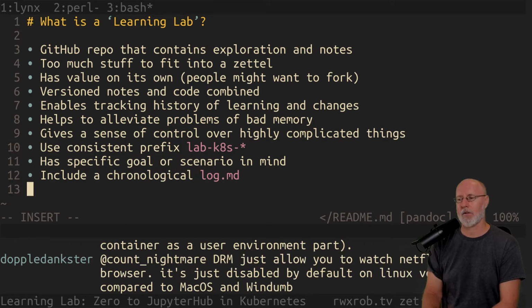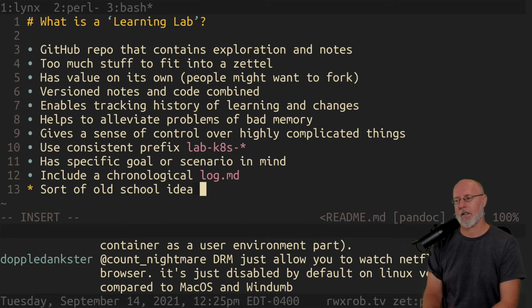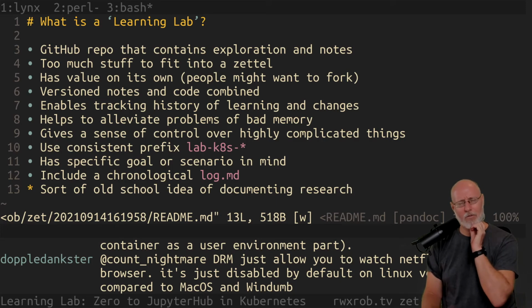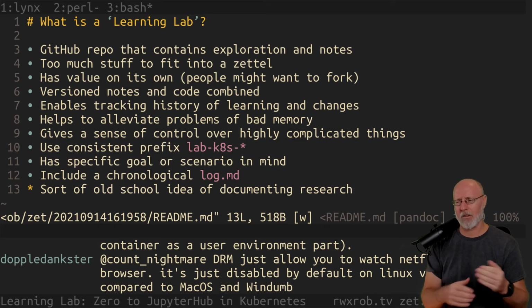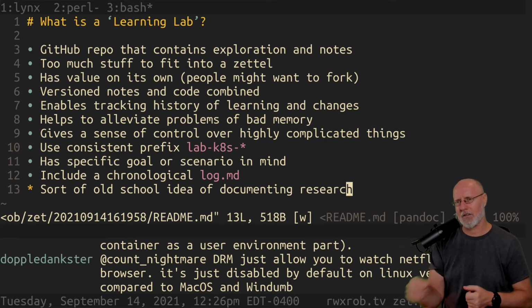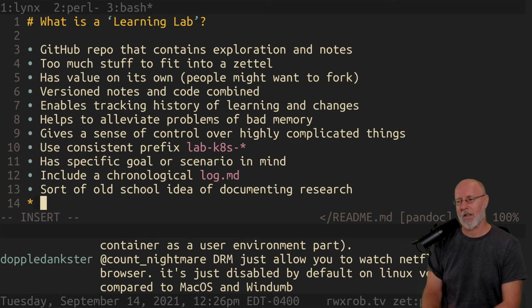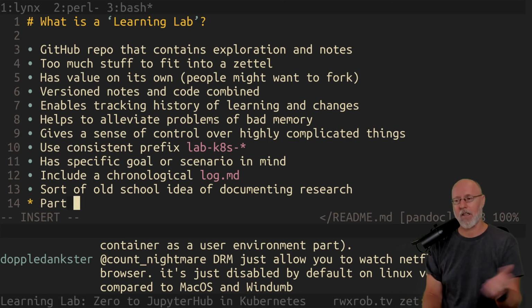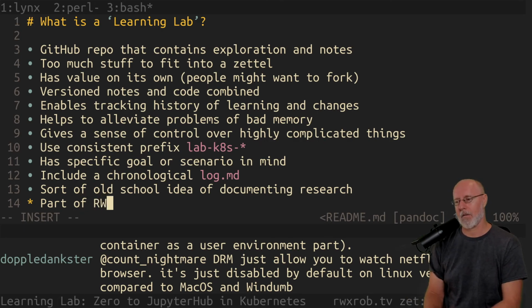This is the same old school idea of documenting research. Like in 20,000 Leagues Under the Sea, Captain Nemo is reading from his captain's log about all the things he did, right? Or researchers are writing their discoveries. Frankenstein is writing about everything he's trying every day. It's a part of the RWX method. So the RWX method, of course, is read and research, write about it, and then explore, experiment, and share all of that. So it's part of the RWX method.